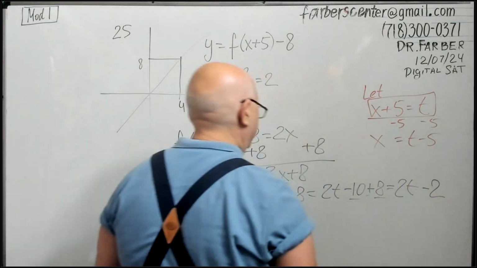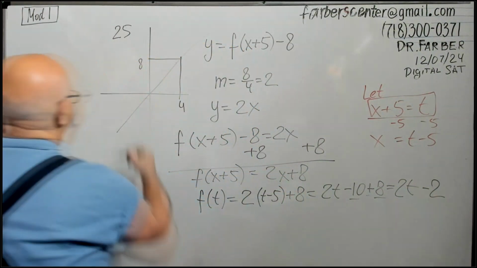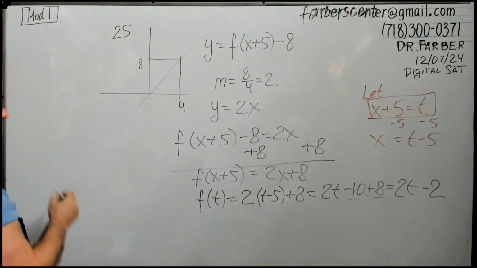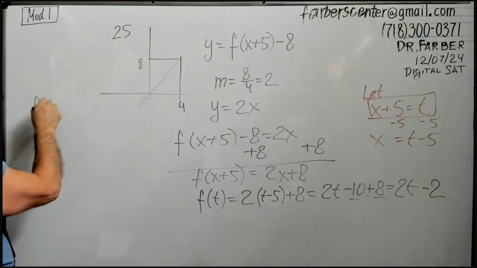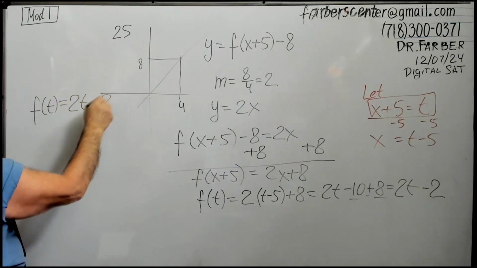This is my graph. What is it? Let's analyze what we have. So f of t equals 2t minus 2.